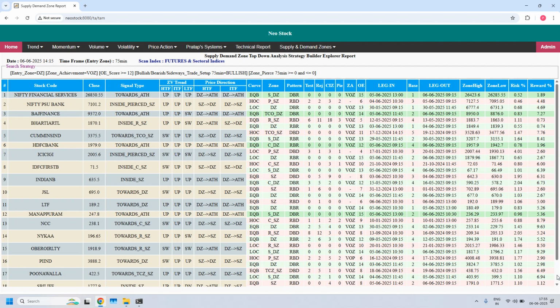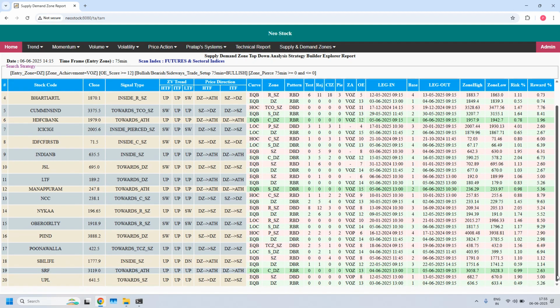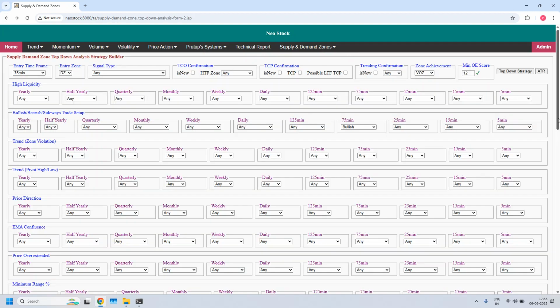Scrolling the list down. So total 20 stocks are filtered, supporting bullish trade setup for weekly income trade, and entry time frame zones are 75 minutes demand zones in all the stocks. Okay, let's further filter based on the zone confluence.